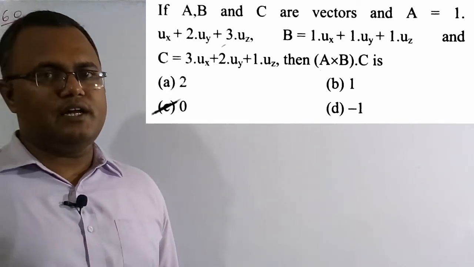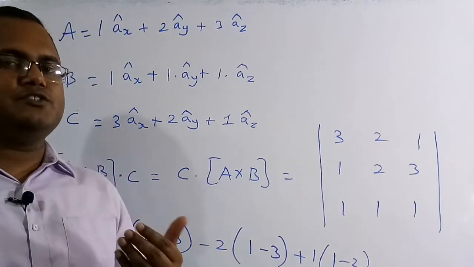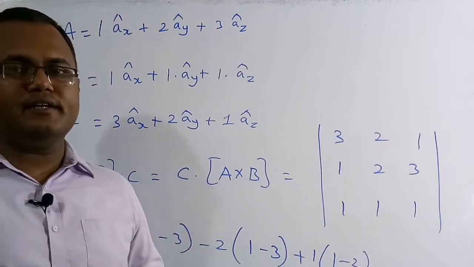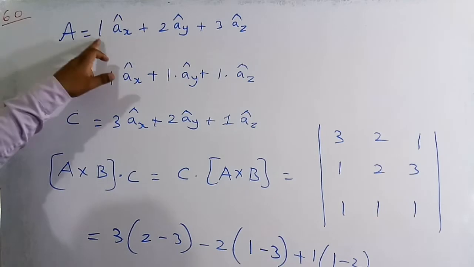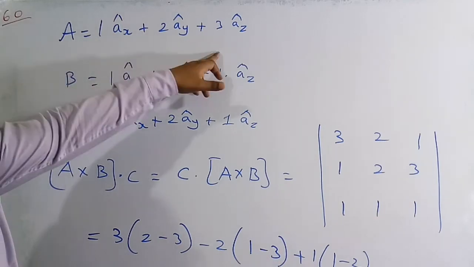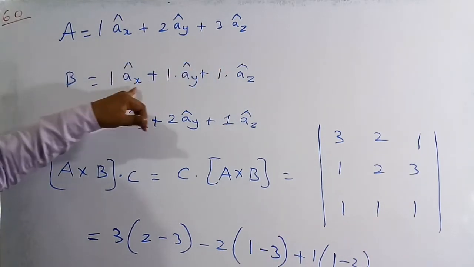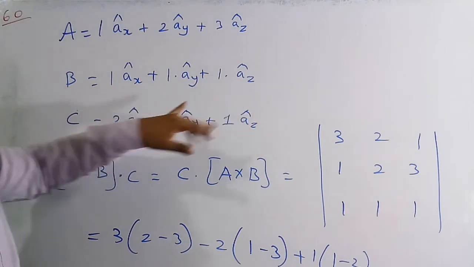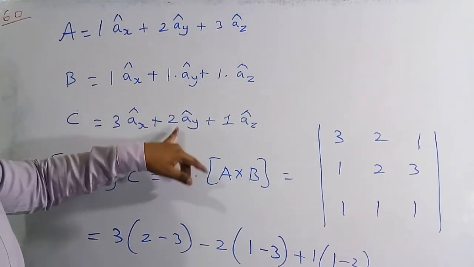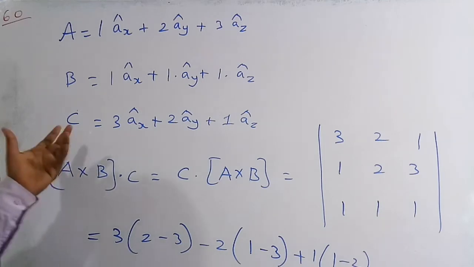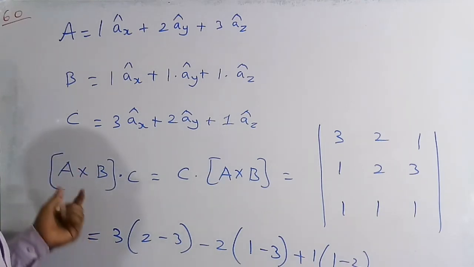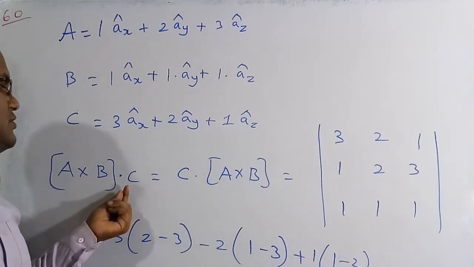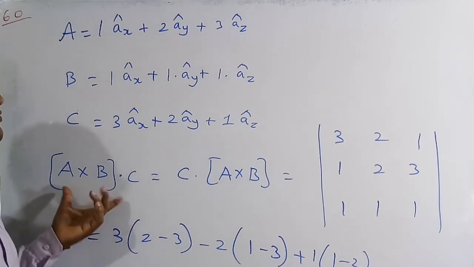So let's solve this numerical. Basically I have replaced ux, uy, uz by ax, ay and az. So here a is equal to 1 ax cap plus 2 ay cap plus 3 az cap, b is equal to 1 ax cap plus 1 ay cap plus 1 az cap, and c is equal to 3 ax cap plus 2 ay cap plus 1 az cap. Based on these three vectors, we have to find the value of a bar cross b bar dot c bar.